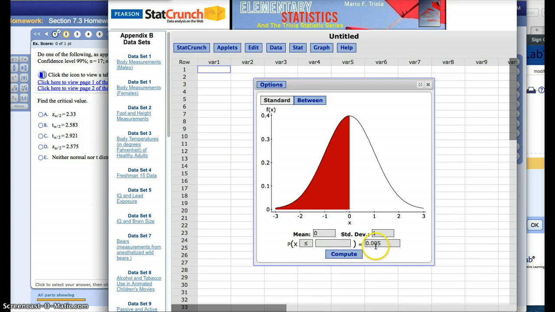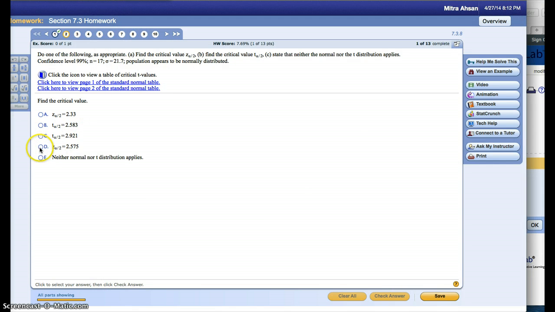So the area to the right side of this normal distribution is 0.005, and then I needed to choose greater than, and that's the area to the right of this point. So that is my critical value, which is going to be 2.575. If I look at my choices in here, 2.575 is D, because A is 2.33. So I'll choose this one, and that should be good.